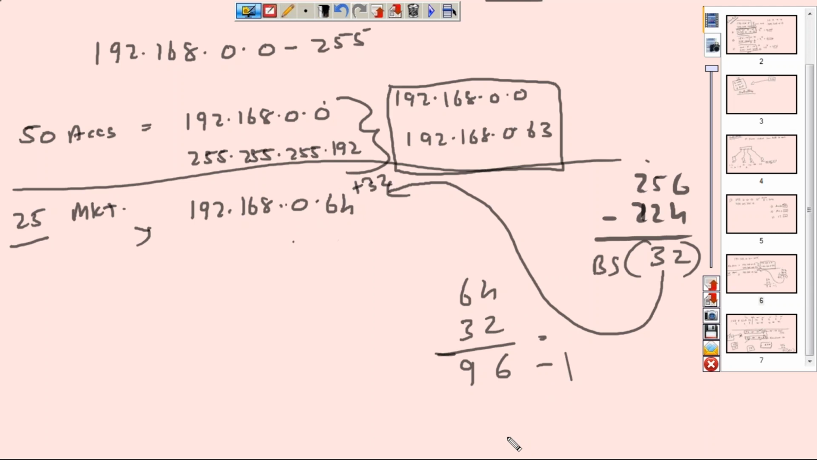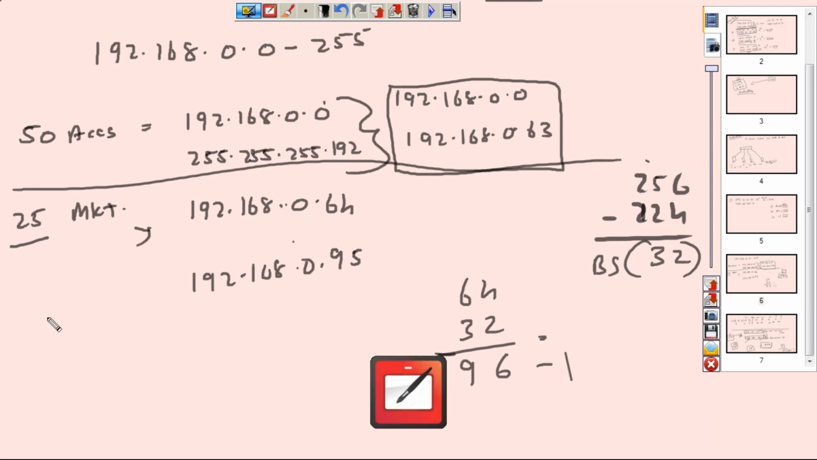That's what we did in the first one, right? 0 plus 64, in the normal world we got 64, but in this world, since we are starting counting from one step before, we minus 1 there. So here again, 64 plus 32, you get 96 minus 1, which means that would be 95, and that is your second network.